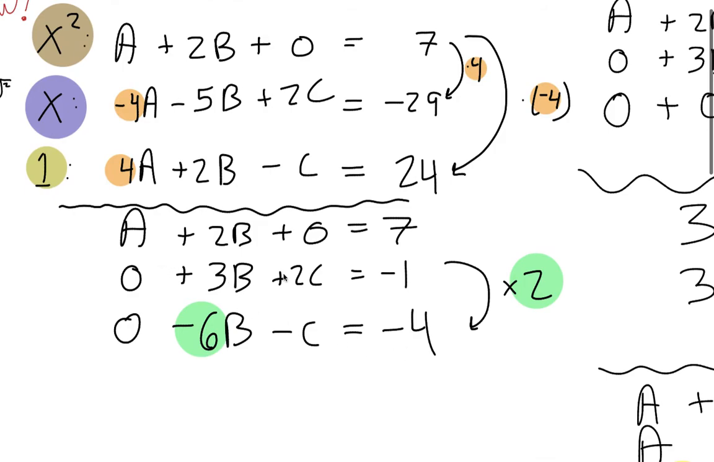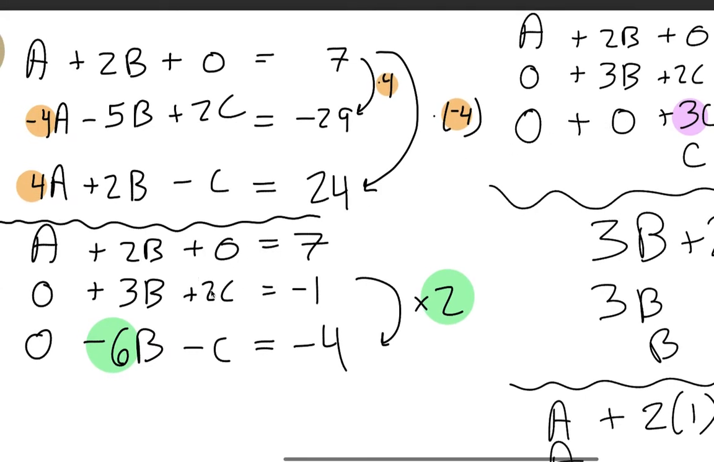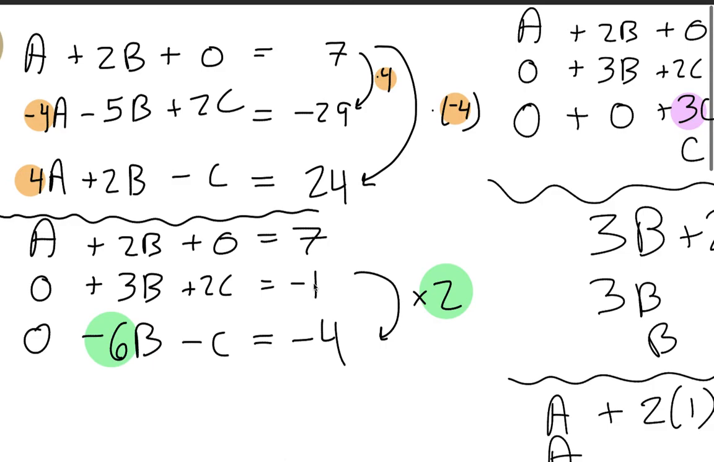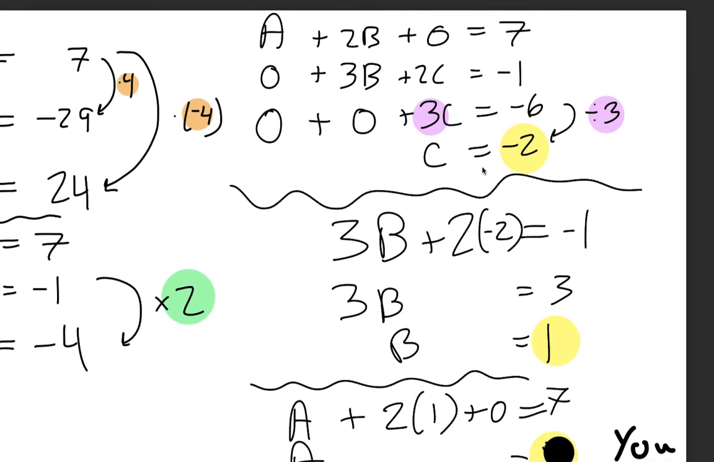This times 2: 3b times positive 2 is 6b, and when I add that to this, we get 0 here. 2c times 2 is 4c plus negative c is 3c here. Negative 1 times 2 is negative 2 plus negative 4 is negative 6. Recopy the top equation, and recopy the middle equation as well. We get 0, 0, 0. That's nice. We get 3c is equal to negative 6. I'm going to divide the bottom equation by negative 3 to get c is equal to negative 2.